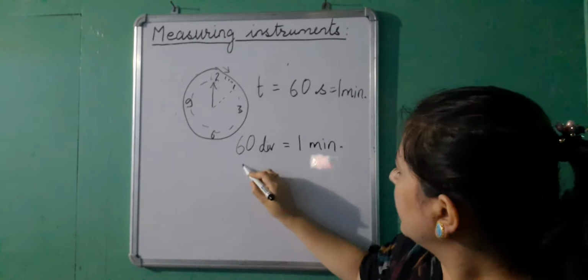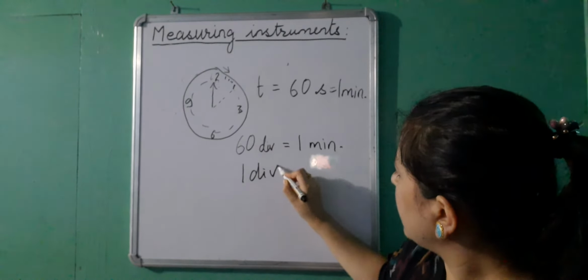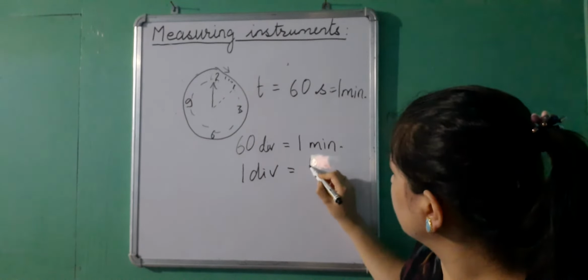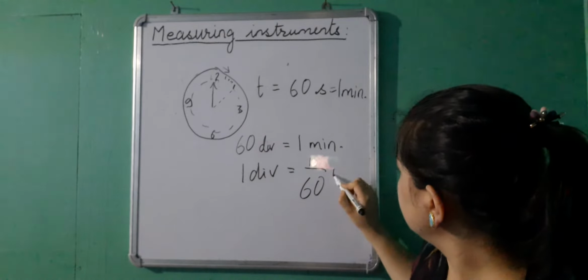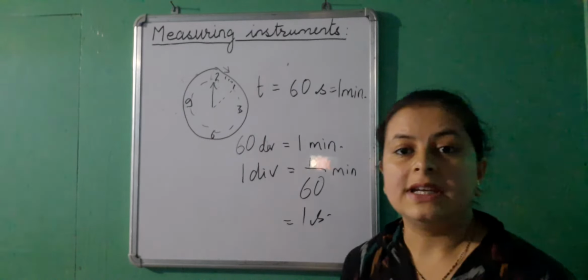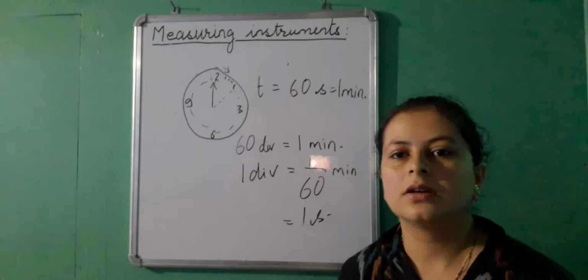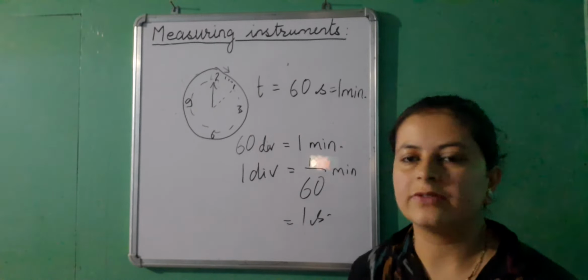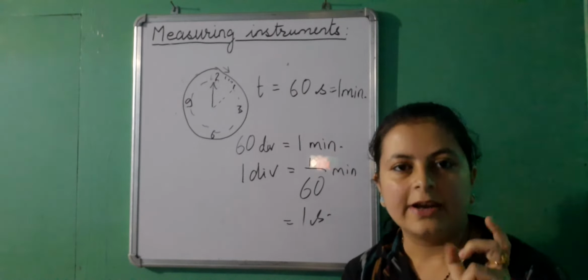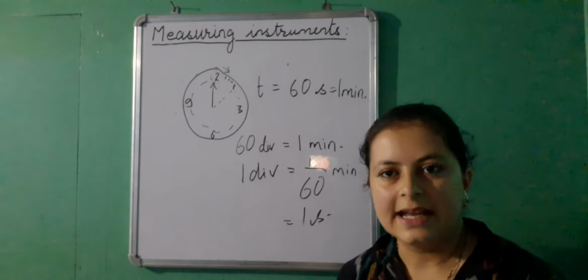1 minute. Then how much time will it cover when it just passes through one division? So one tick is equal to 1 by 60 minute, that is equal to 1 second. So the least count of a clock that we use in our day-to-day life is equal to 1 second. It cannot give you a time, it cannot measure a time interval that is less than 1 second.